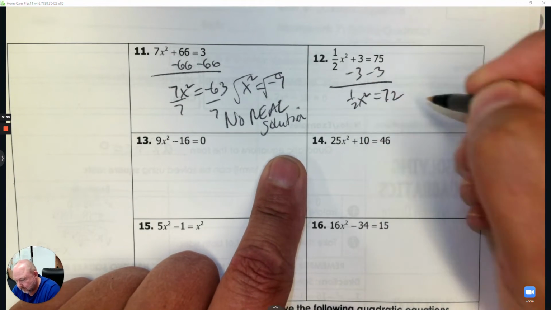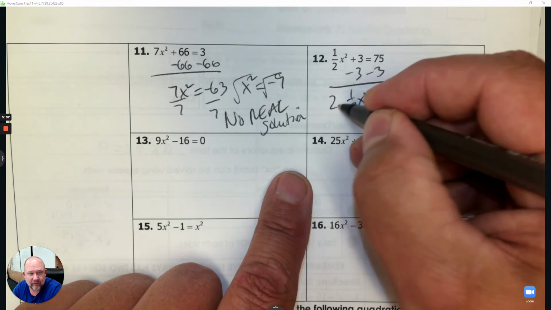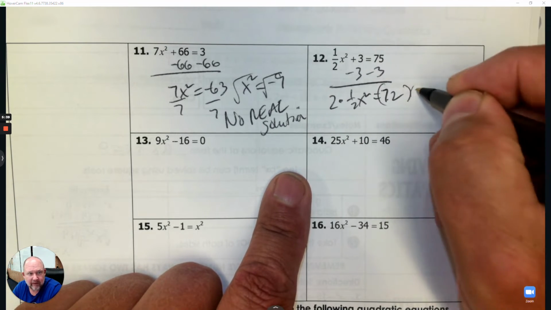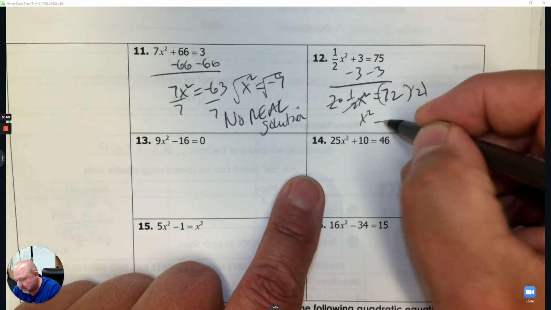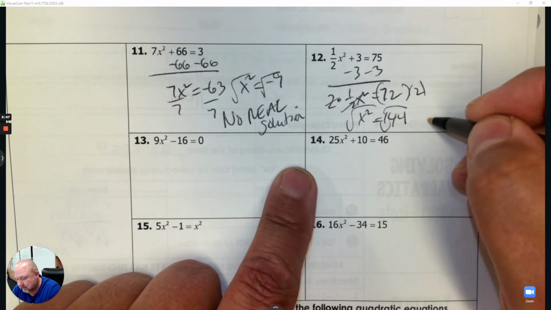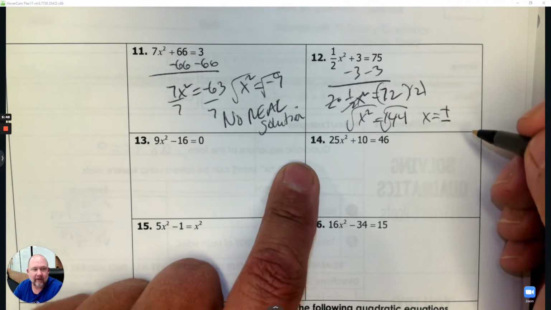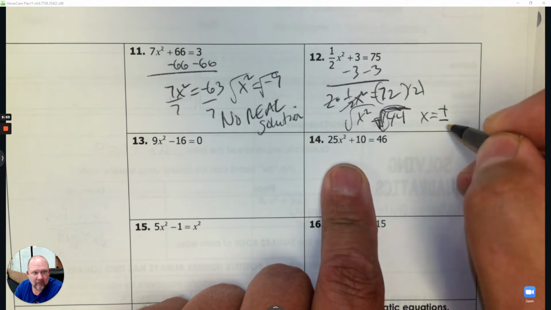Now, the reciprocal. So the reciprocal of 1/2 is 2. So we're going to multiply both sides by 2. These cross out, so it's just x squared, and then double 72. Now square root, and the answer is positive or negative. And what number times itself is 144?